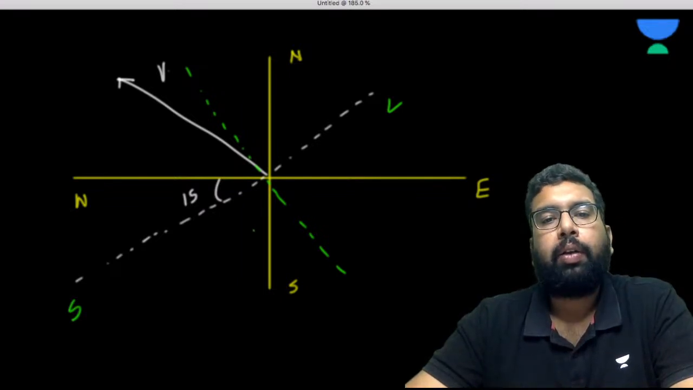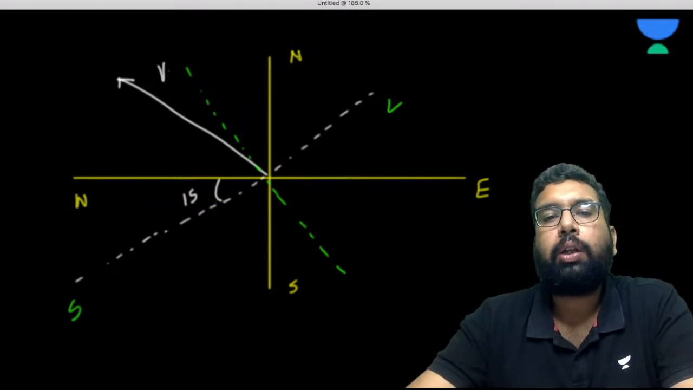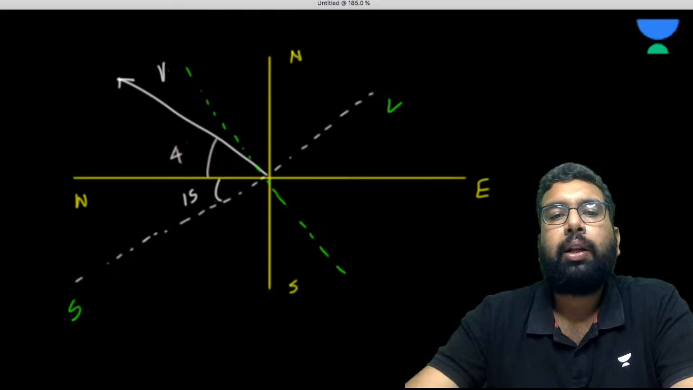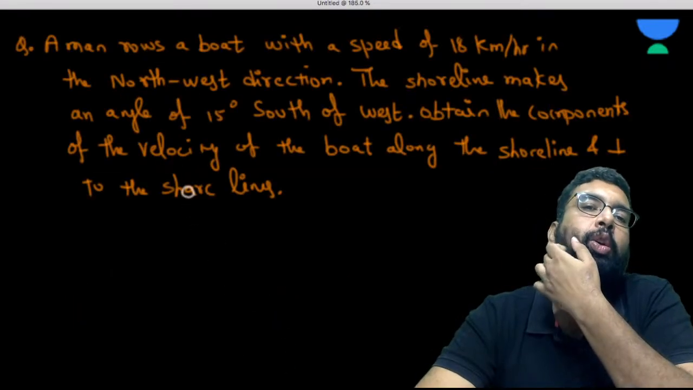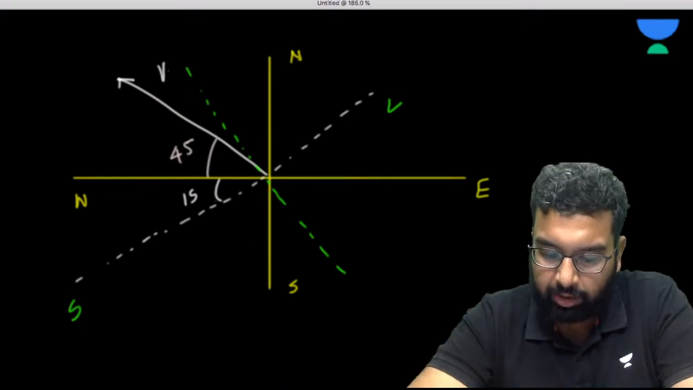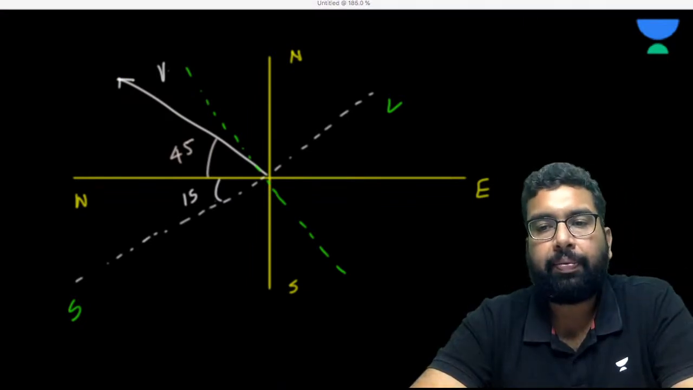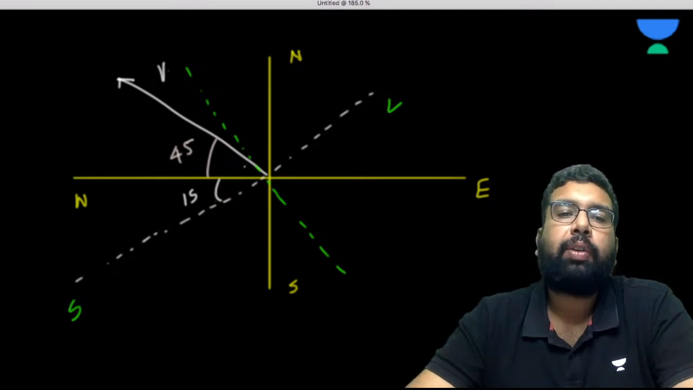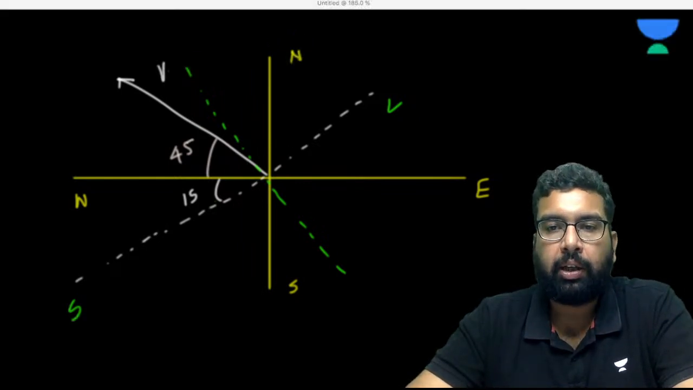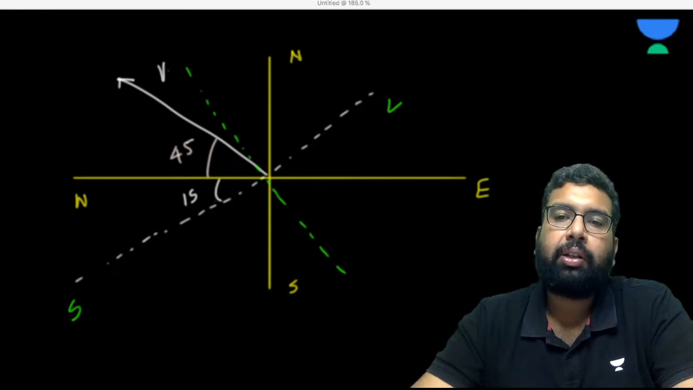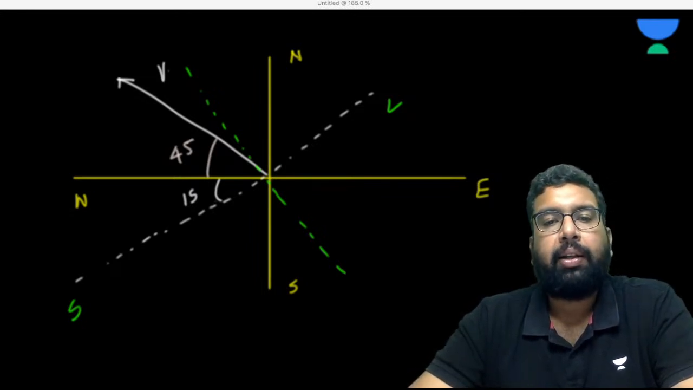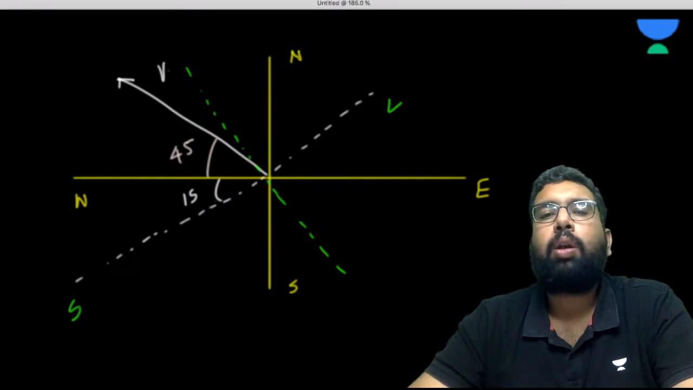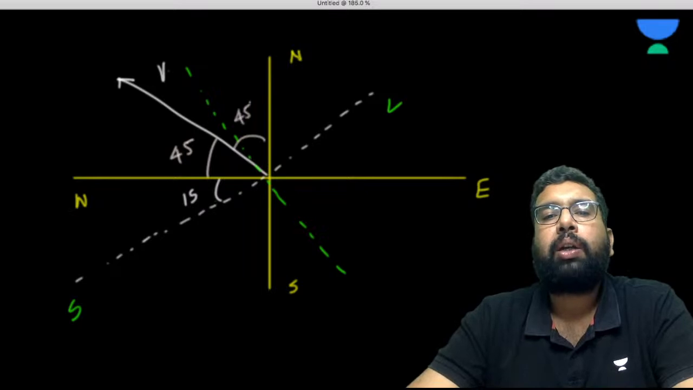Now if this is 15 and this is 45, obviously, why? How, sir, is it 45? Because it is written that it moves in the northwest direction. So when it is moving in the northwest direction, it is 45, right? So how do we know that it is 45? I told you, when it is written northwest, that means the direction is exactly between north and west. So it has to be 45 degrees.